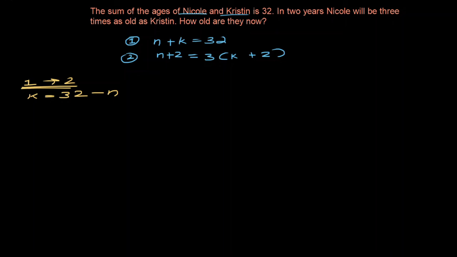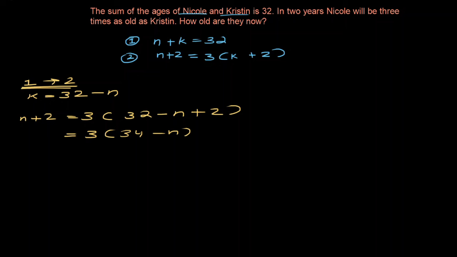And now let's substitute k into all the k's in equation number 2. So you get n plus 2 is equal to 3 times 32 minus n plus 2. And let's simplify this down. So 3 times 34 minus n. And let's simplify this down further. Sorry, I always forget to do the left-hand side. And this is 102 minus 3n. And let's simplify this down further. We move the minus 3n to the other side, we get 4n. And we move the 2 to the other side, you get 100. And n is equal to 25.